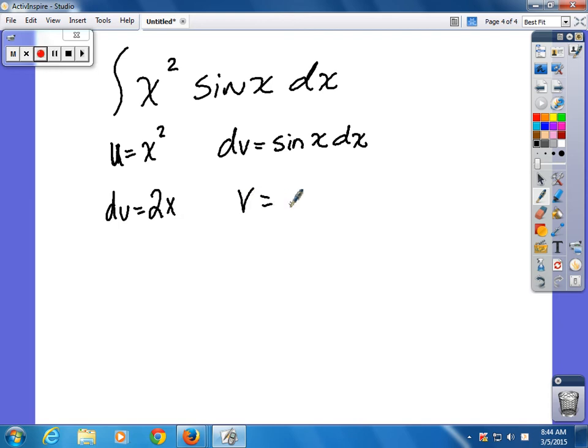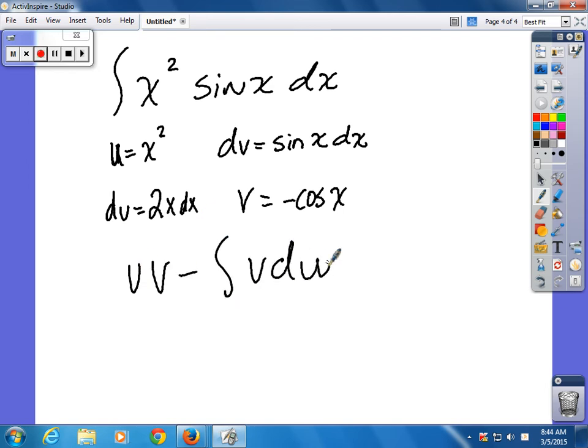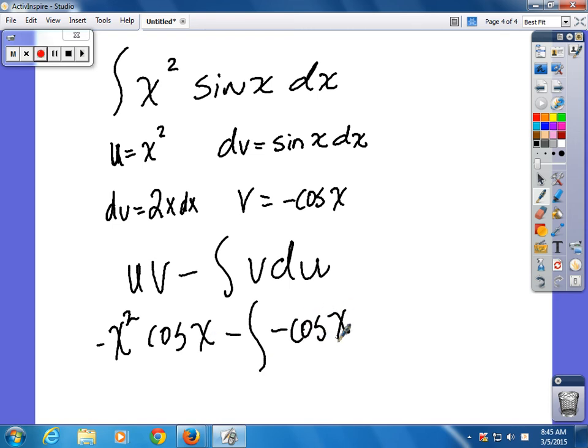v is equal to what? Negative cosine? uv minus the antiderivative of v du. u is x squared. v is negative cosine of x. Minus the antiderivative of negative cosine of x times du, which is 2x dx.